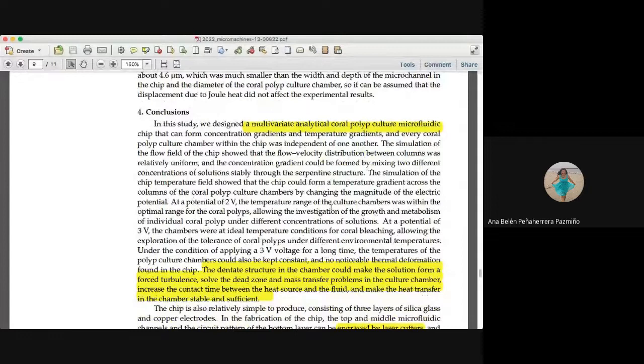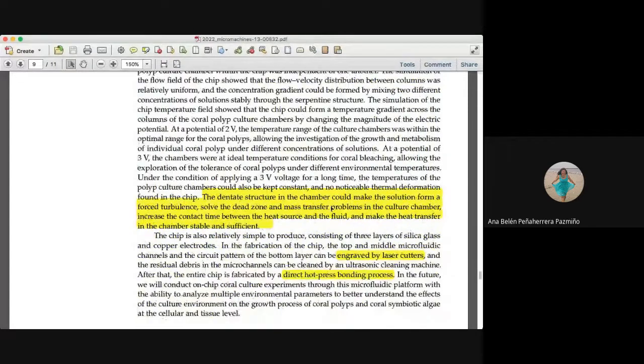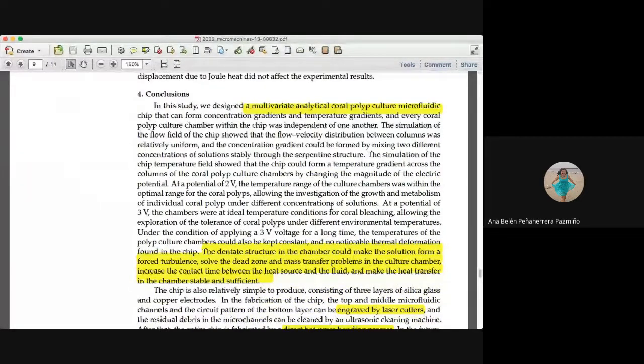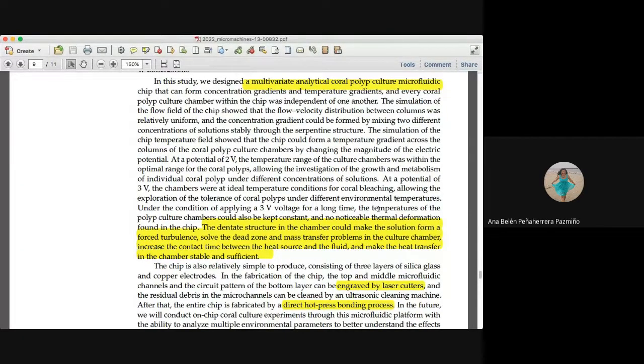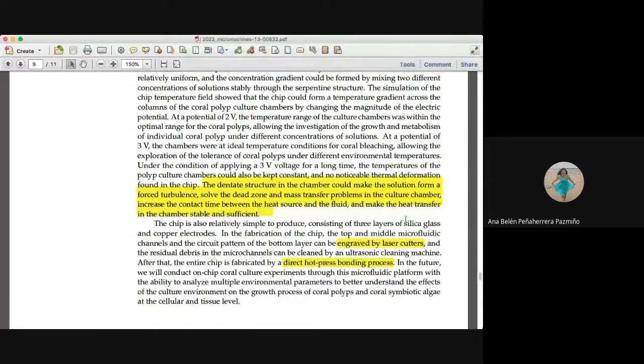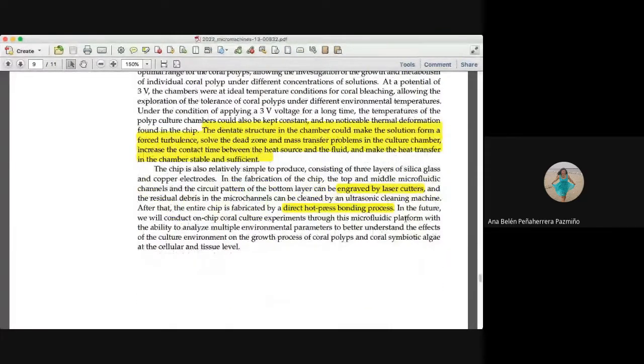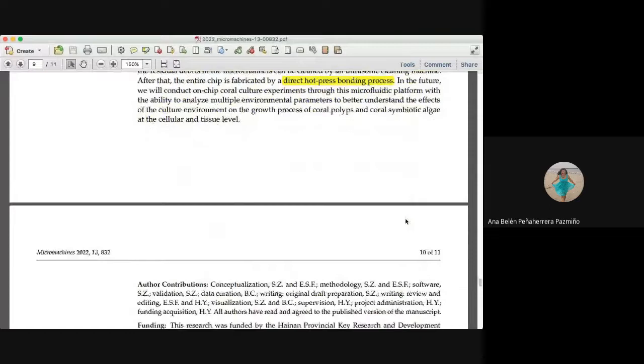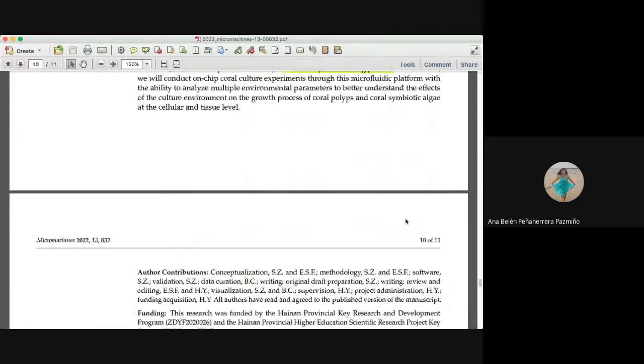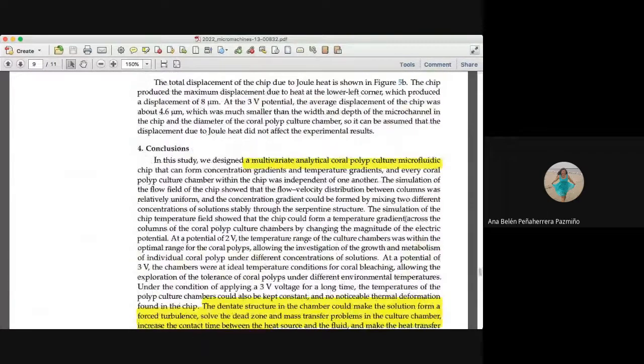So they proposed these chips in order to study the effect of the temperature and also of the concentration gradient on the polyps. And they haven't cultured the polyps yet, but now they have the microfluidic device, so they are ready to use it in further experiments. Okay, thank you.